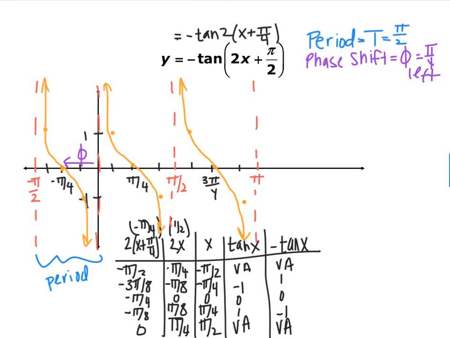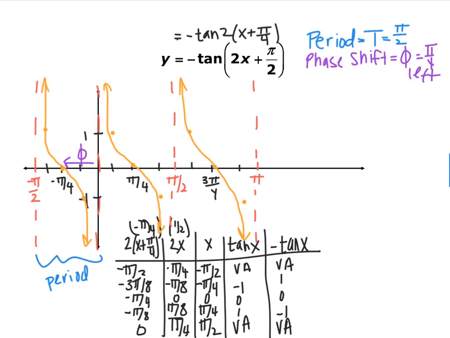So instead of starting low, like a normal tangent graph, because of the negative out in front, it's going to start high. And the 2 shrunk our period in half. So instead of going from negative pi over 2 to pi over 2, it went from negative pi over 4 to pi over 4. But then we shifted everything to the left pi over 4. So one period goes from negative pi over 2 to 0. So this is one period.